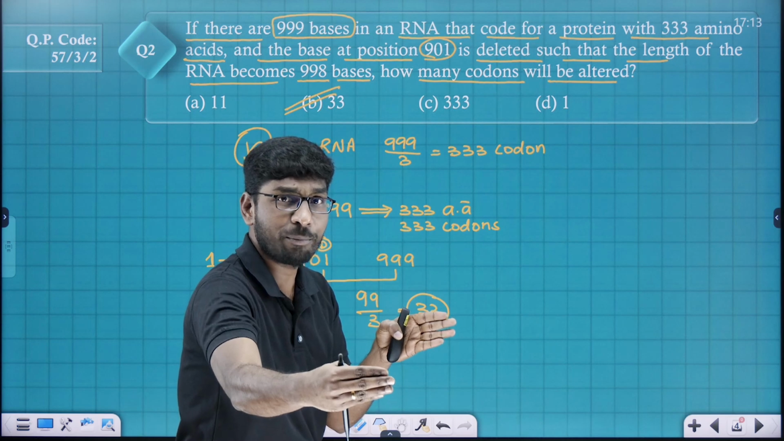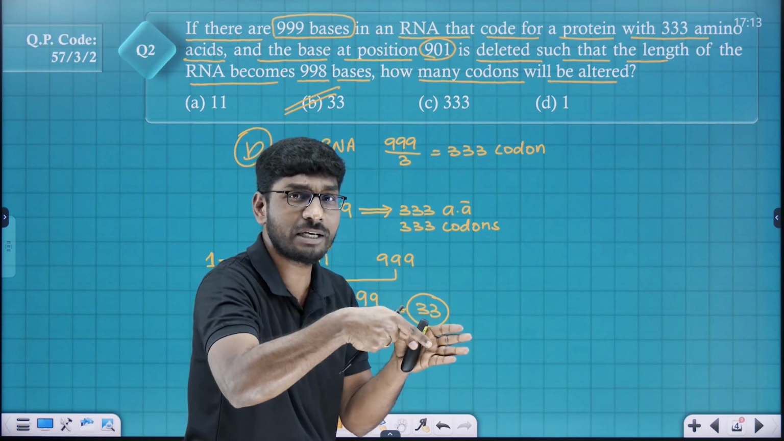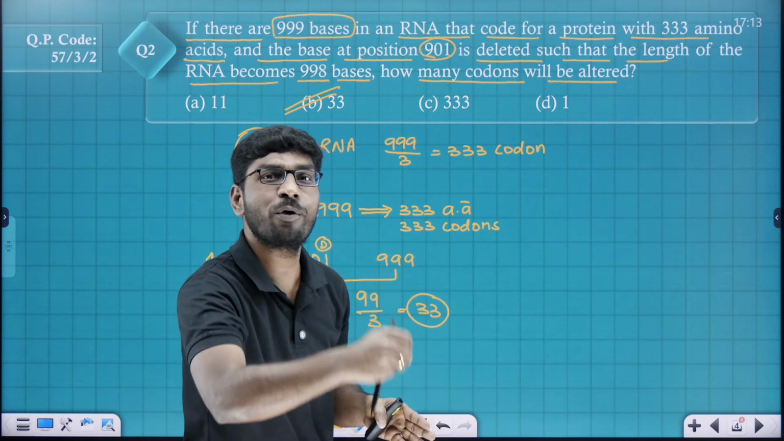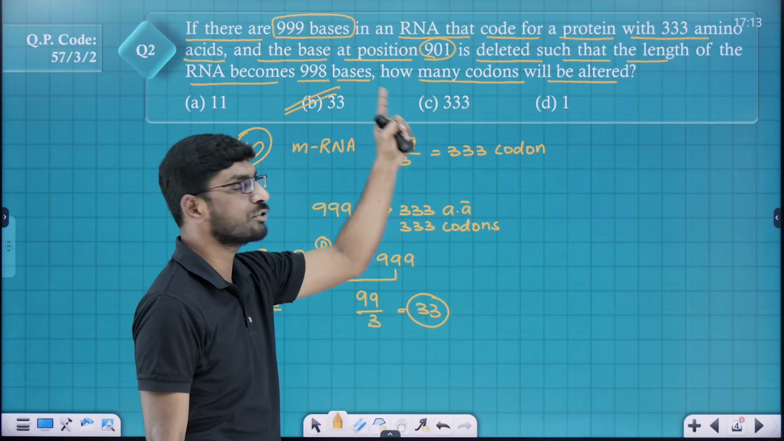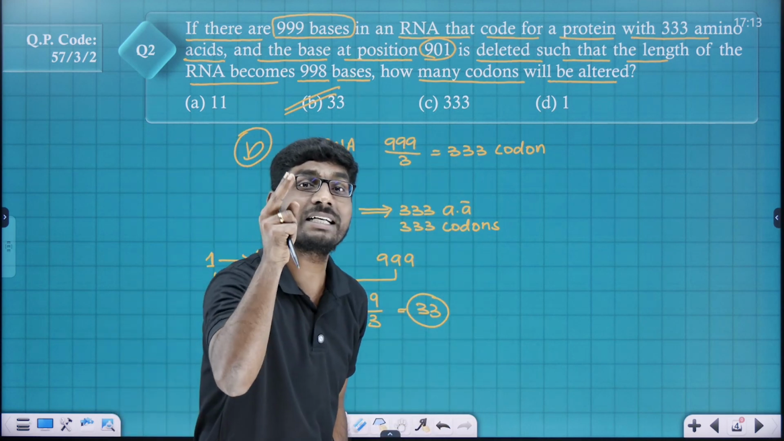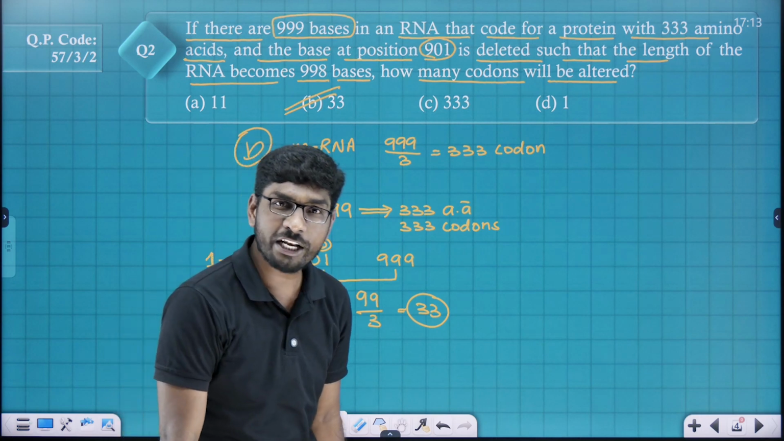901 to 999, the problem is there. That means 99 nitrogen bases, which means 33 codons will get affected. So the right answer of this question is option B, 33. Shall we move on to the next question?